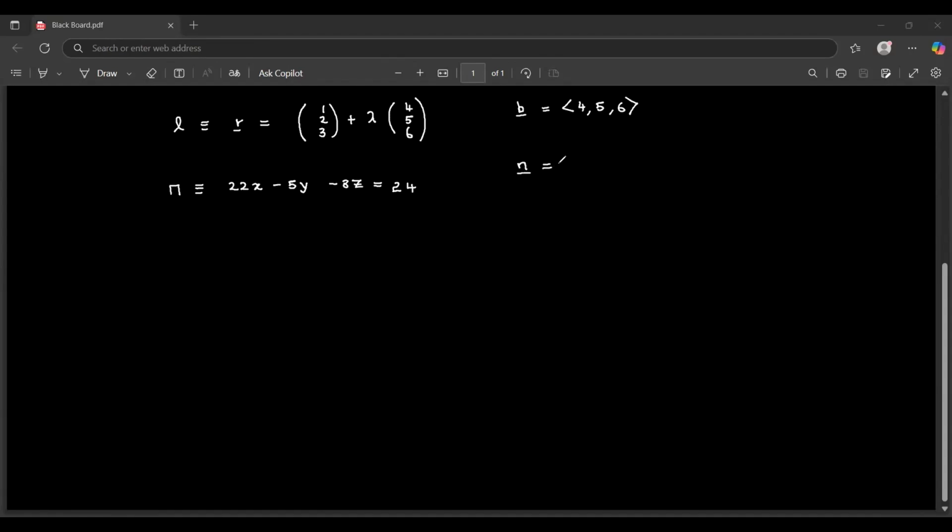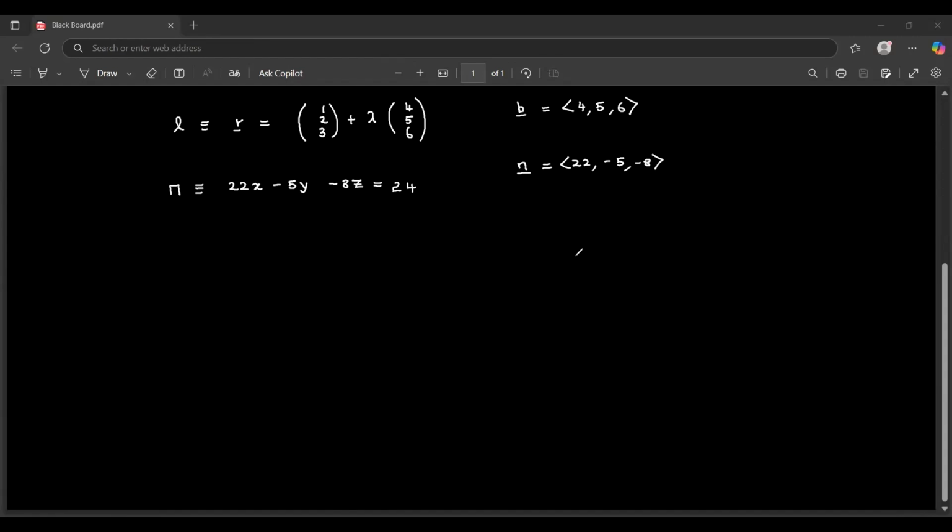So let's do a simple question. Let's say a line is given by the equation r equals (1, 2, 3) plus lambda (4, 5, 6). From this line equation we should be able to find the direction vector: b equals (4, 5, 6). Then we have to check the plane equation. Let's say pi is given as 22x minus 5y minus 8z equals some random value, 24. So the normal vector is n equals (22, -5, -8).